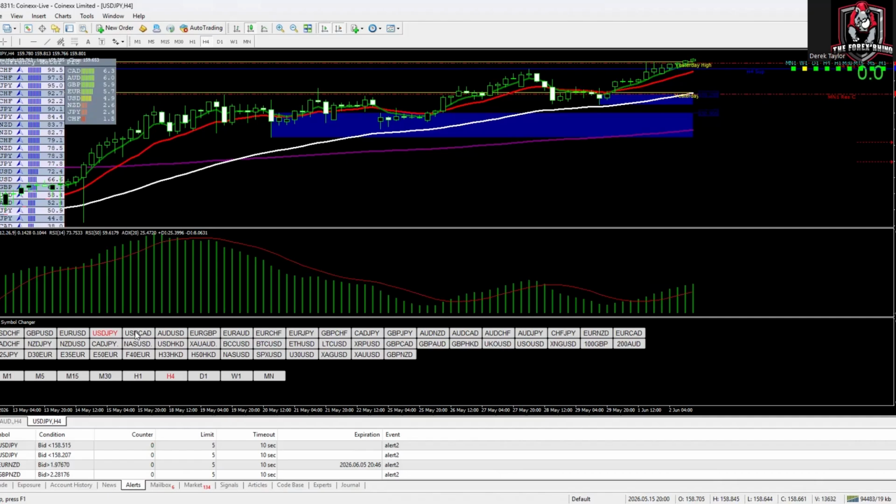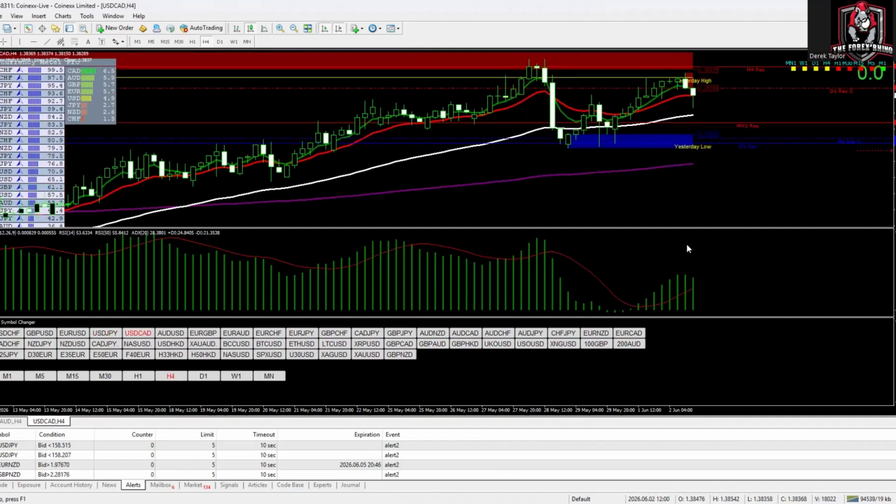Let's take a look at one more, USD CAD. USD CAD is at a level of rejection here. We already have an alert here waiting for price to break through this structure and come out on the other side of yesterday's low. We're probably looking at this at the noon hour as well. Put USD CAD on your watch list.